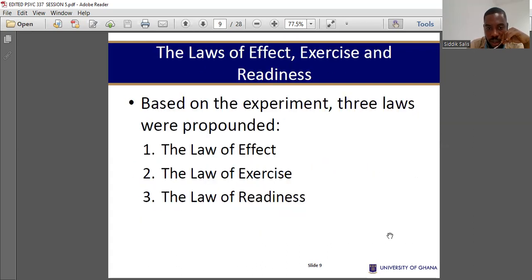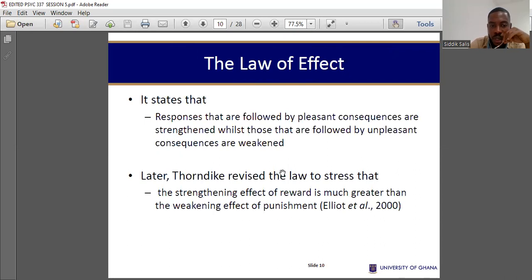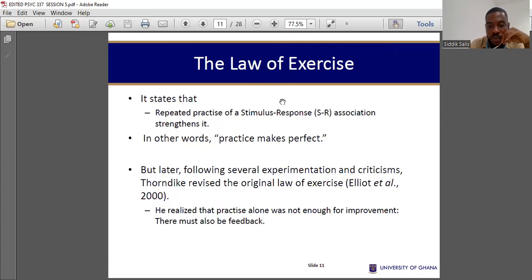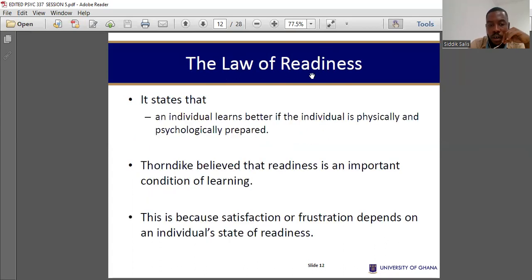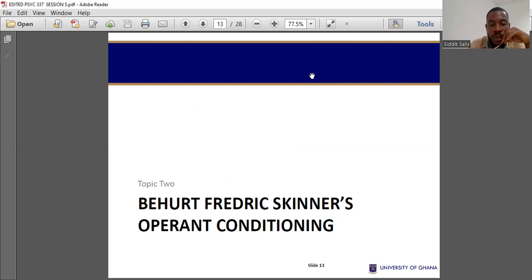The reason I'm saying this is that I've explained this one, which is talking about the law of effect. If you wish, you can read them, but there's no time. The law of exercise, the law of readiness. Okay, so we are done with that.